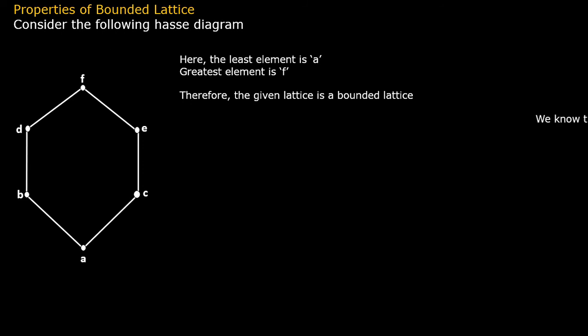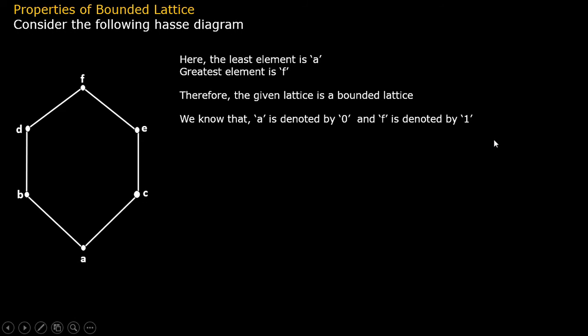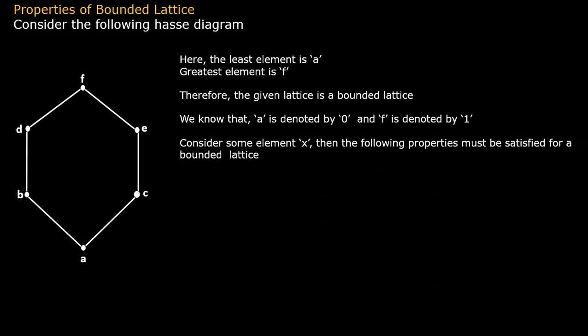Now we know that A here is denoted by 0, because 0 represents the least element, and F here is denoted by 1 because 1 represents the greatest element. Now consider some element x. Obviously, x is an arbitrary element over here. That means x could be any element: E, C, A, B, D, F. Then the following properties must be satisfied for a bounded lattice.